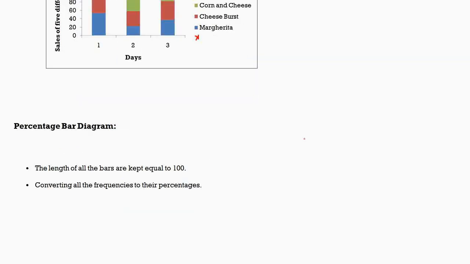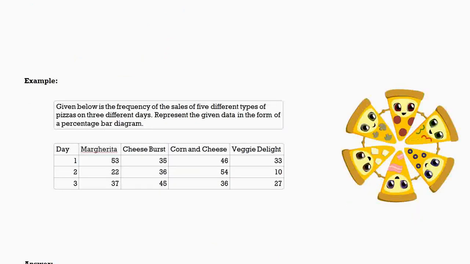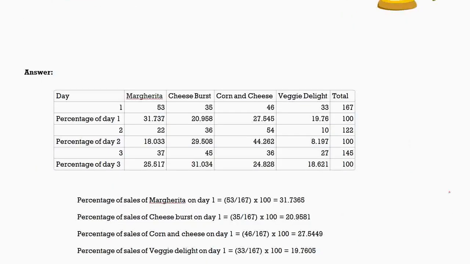Next, let's go down to the percentage bar diagram. The percentage bar is similar to the divided bar, but here all the bars are kept of equal length, which is equal to 100. Percentage means 100. So we convert all the frequencies to their percentages and sum them up to 100. With the same example, let us go ahead and mark the percentage bar diagram. Here, apart from calculating the total, the other thing that we need to calculate is the percentage. I'll just show you an example for the first day.